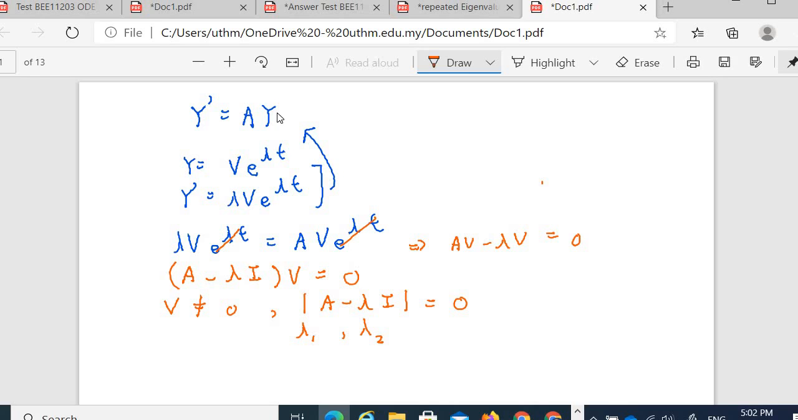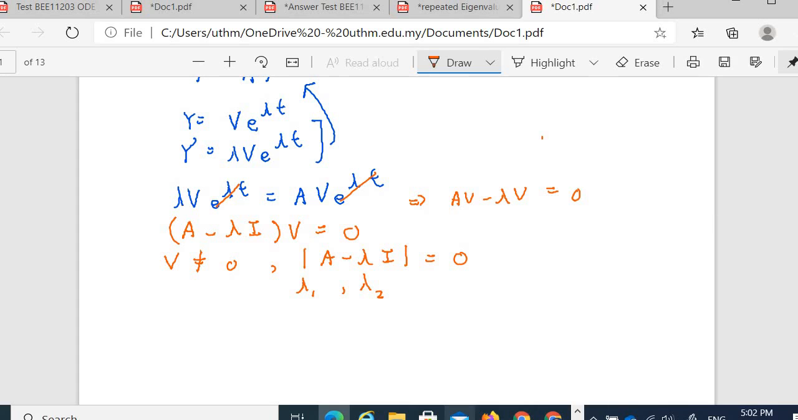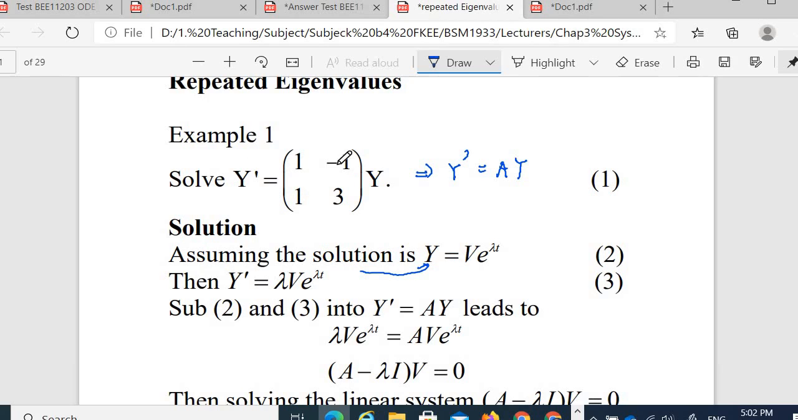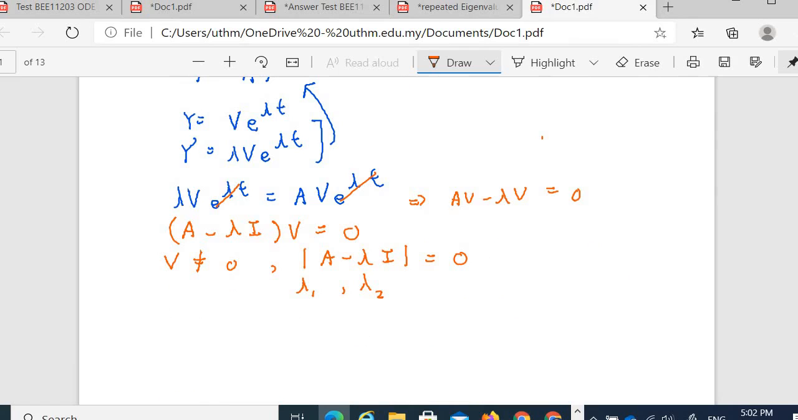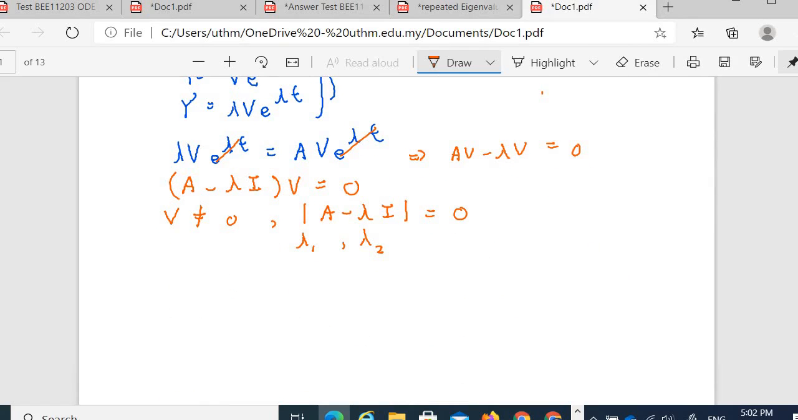After letting the determinant of A minus lambda I equal to 0, you obtain your eigenvalue. You plug your eigenvalue back in to obtain your eigenvector. Then with the eigenvalue and eigenvector, you obtain your solution of y. So now we are going to look at y prime equal to [1, -1; 1, 3] y. The notes here you can refer to in your learning material, chapter 3.